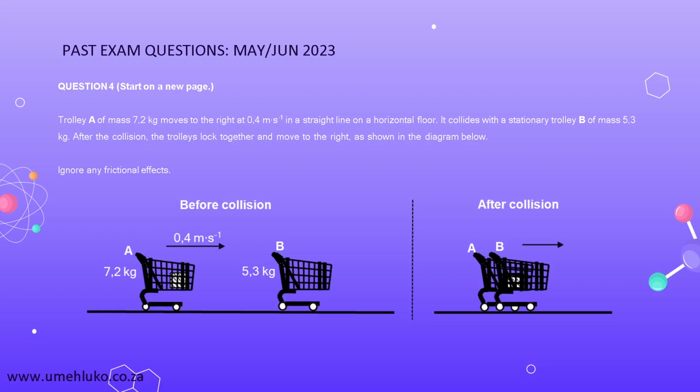After the collision, the trolleys lock together and move to the right as shown in the diagram below. Ignore any frictional effects. In other words, we have before collision and after collision.